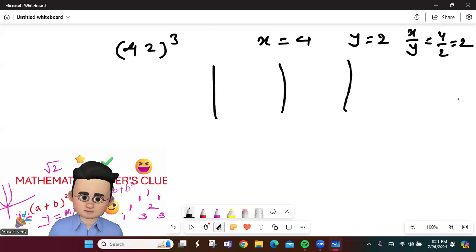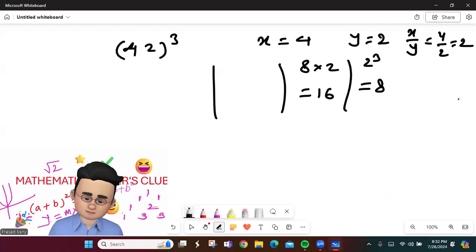So in the first partition on the extreme right, I'm writing 2 cube, that is 8. And I'm multiplying 8 repeatedly by 2, 3 times. So 8 into 2, 16. 16 into 2, 32. And 32 into 2, that is 64.